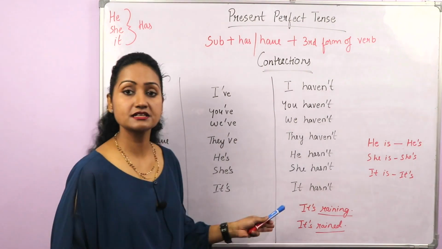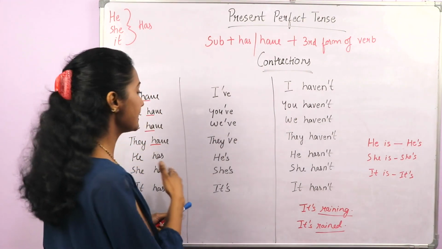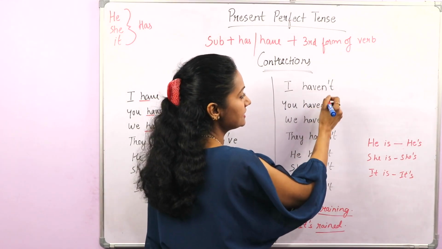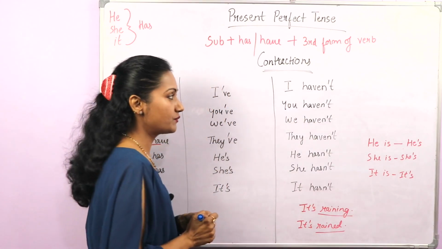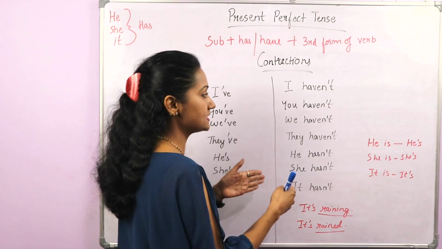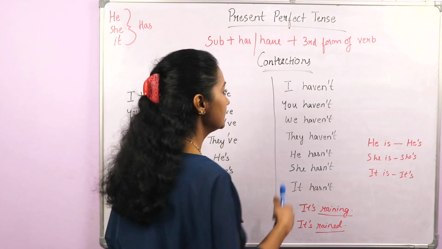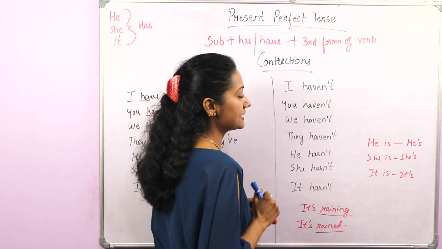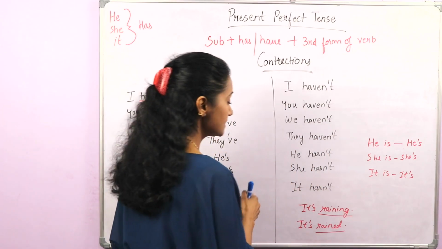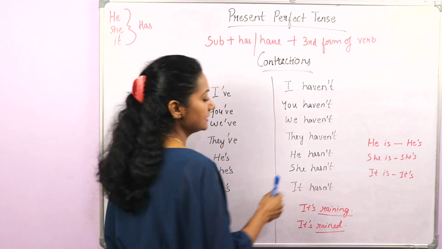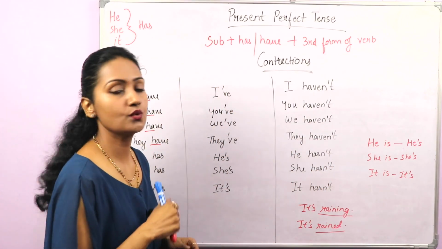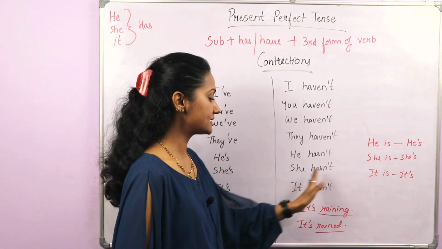Now let's look at some negative contractions also. I have not is I haven't. HAVEN apostrophe T. So apostrophe will always come after N and before T. So you will remove O basically. You haven't, we haven't, they haven't, and with he, she and it it is HASN apostrophe T. So again we are removing O over here. He hasn't, she hasn't, it hasn't.